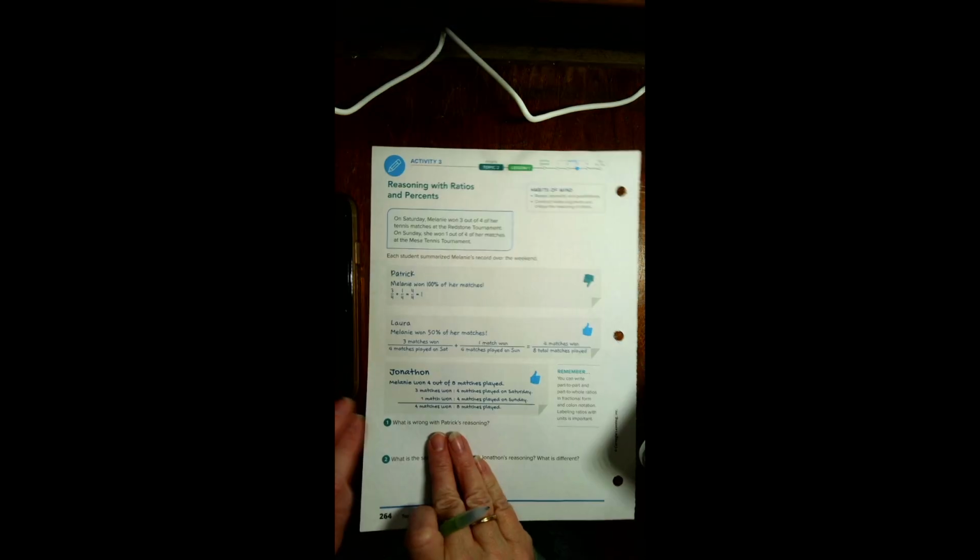All right, turning the page. Reasoning with ratios, habits of mind: reason abstractly and quantitatively, construct viable arguments, and critique the reasoning of others. On Saturday, Melanie won 3 out of 4 of her tennis matches at the Redstone tournament. On Sunday, she won 1 out of 4 of her matches at the Mesa tennis tournament. Each student summarized Melanie's record over the weekend.